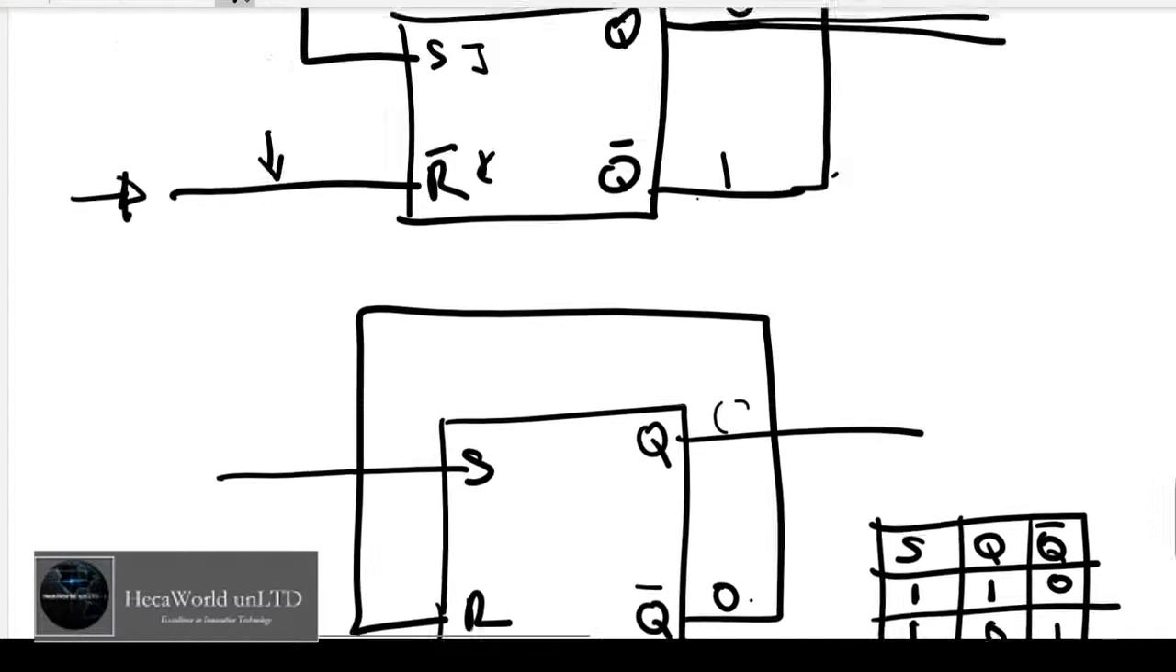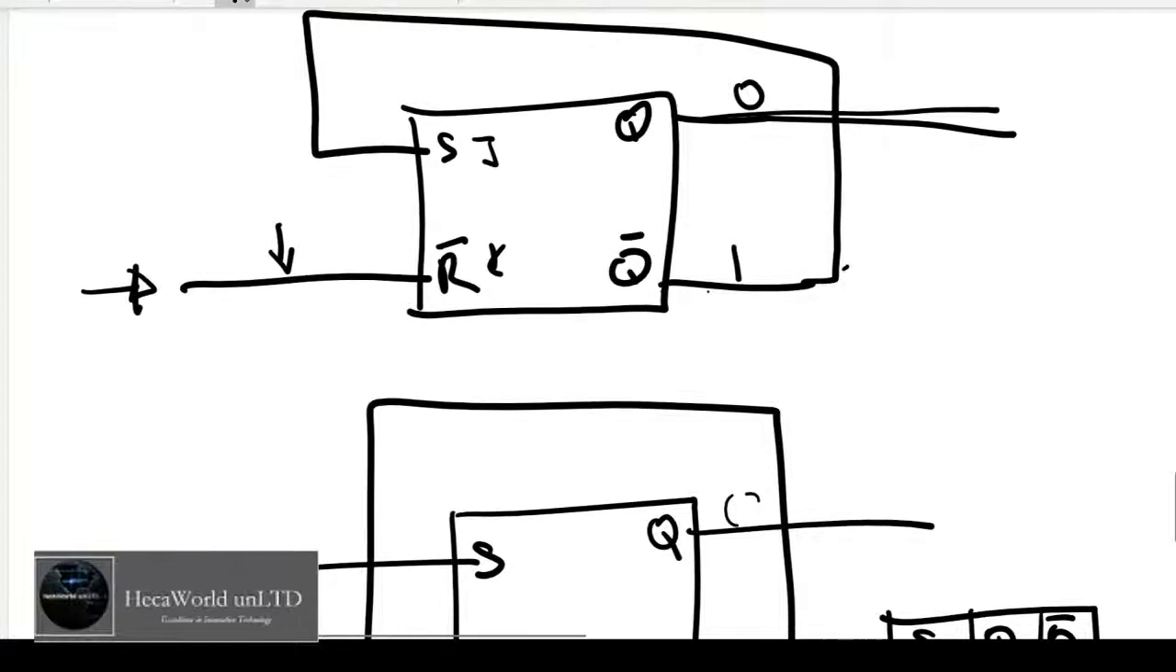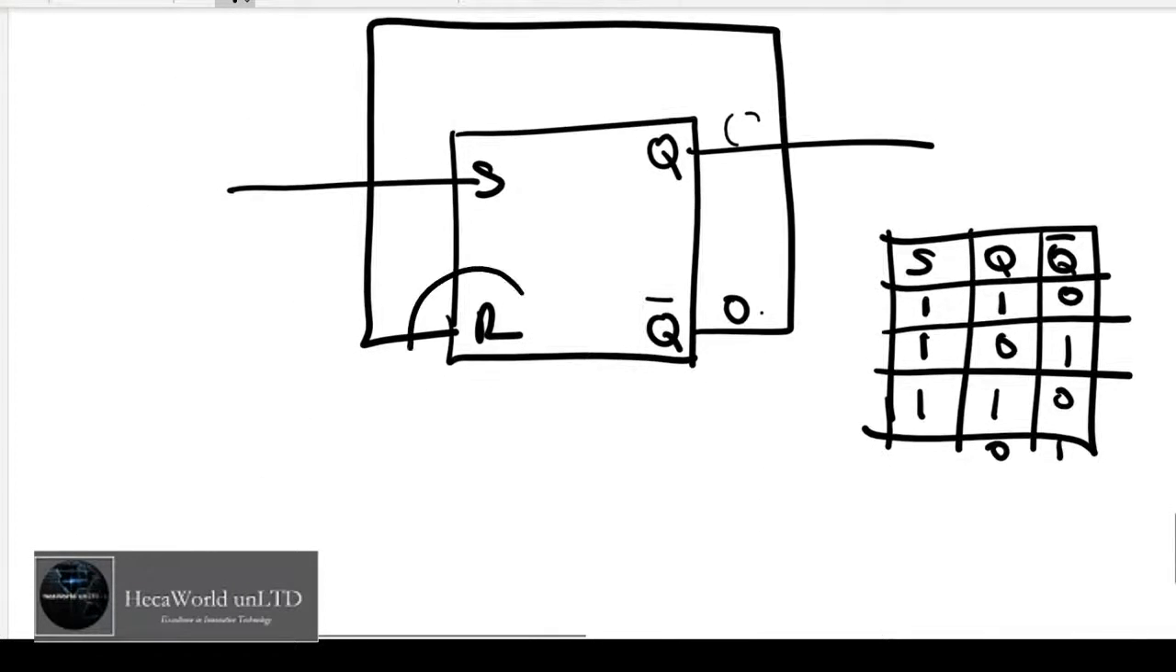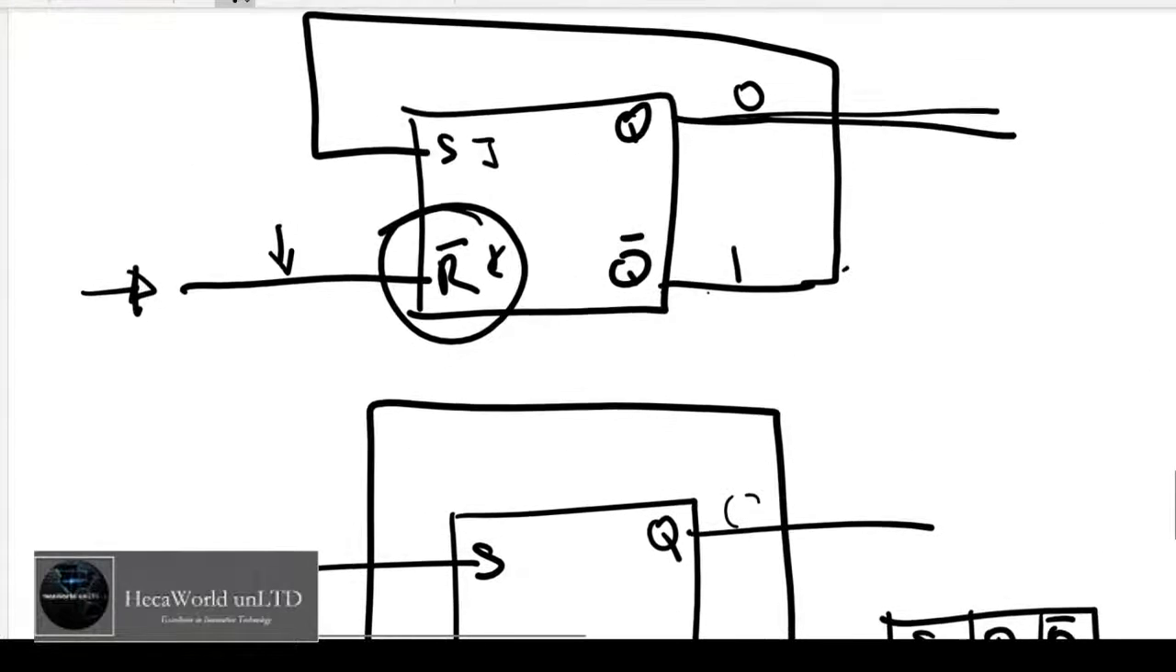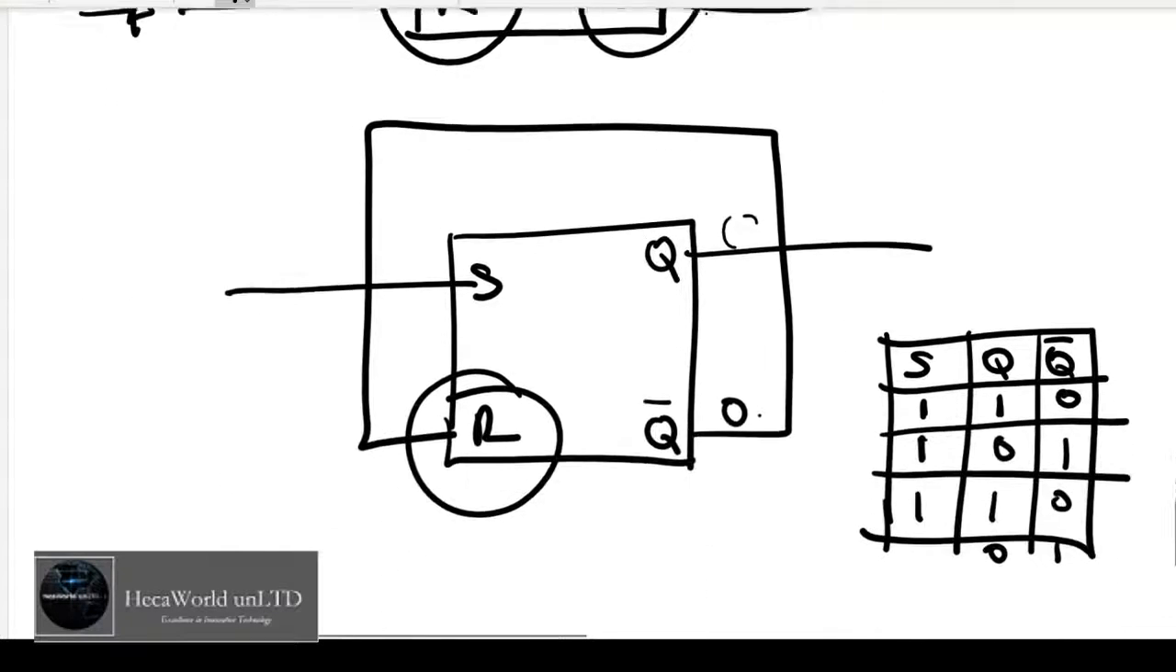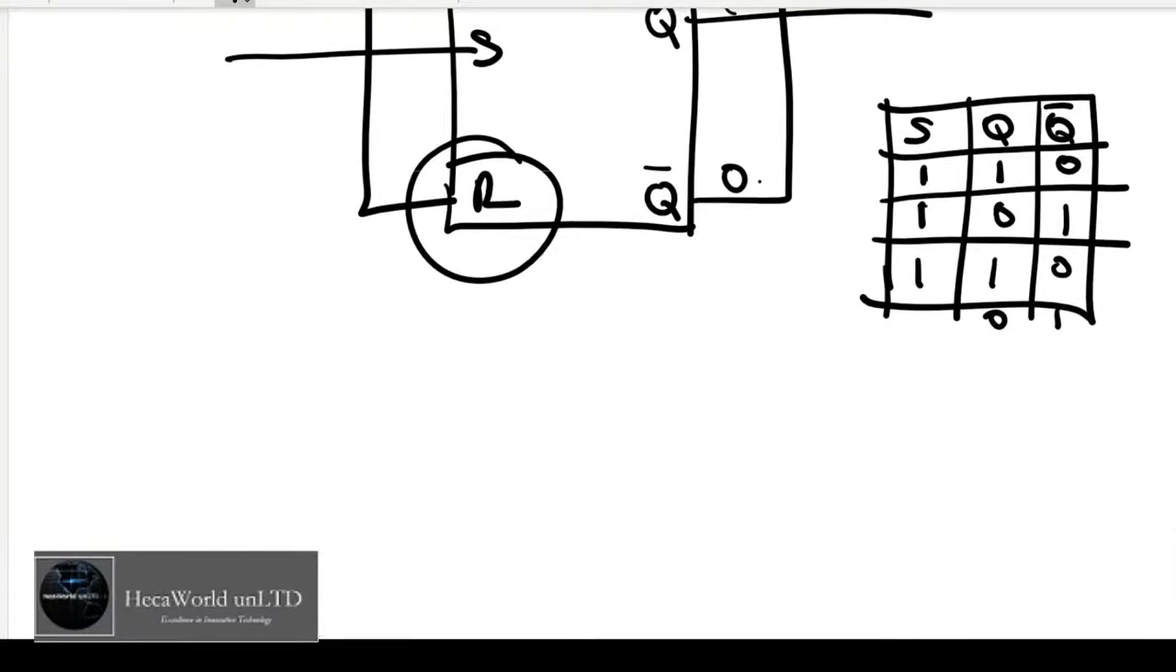So confirm whether your flip-flop is active low or active high, and whichever is the case will determine what you're going to use to reset it, whether Q or not Q. So always look at your schematic diagram and look at the spec of your components. All right, so that will be it.